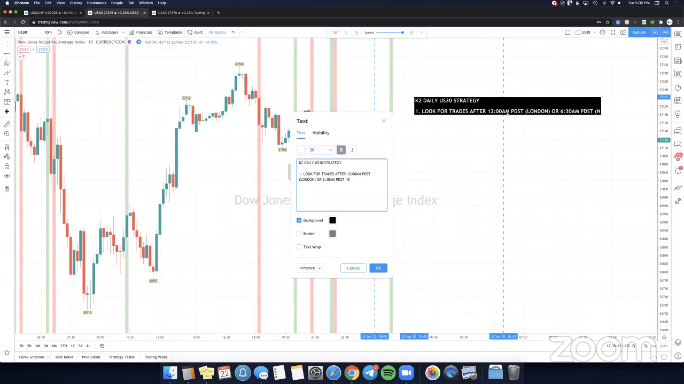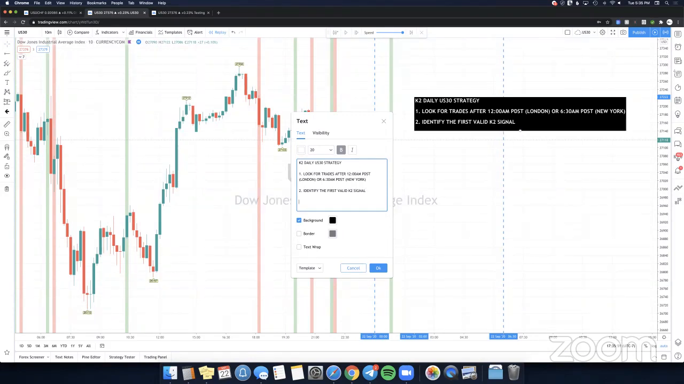Pacific Daylight Savings, New York. And then next, identify the first valid K2 signal. Third, enter on the open of the following candle. So last night was like an outlier.